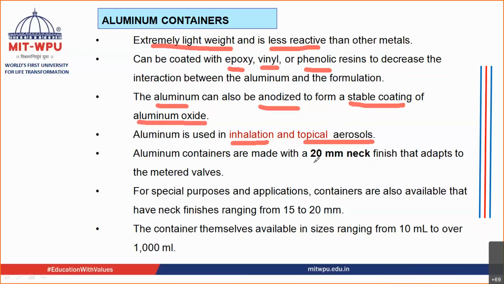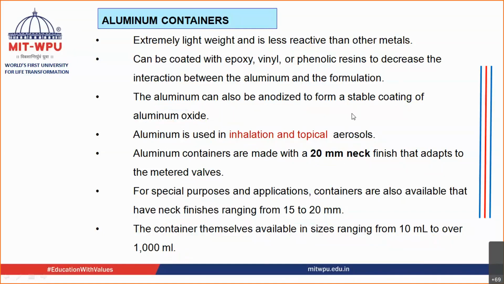Also, these aluminum containers are made with a 20 mm neck finish, like your glass container, in order to adapt your metered valves. Now there are some special containers which can have the neck finish ranging from 15 to 20 mm. The glass containers, as I told you, had sizes ranging from 15 to 30 mm. The aluminum containers have sizes ranging from near about 10 ml to near about 1000 ml. This variety of sizes is available in aluminum containers.